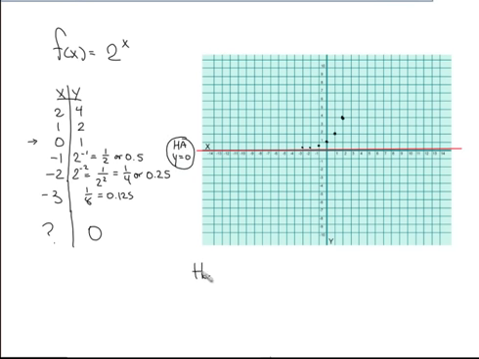So this is our horizontal asymptote. The asymptote is the line that the graph gets closer and closer and closer to forever, but never actually touches. And so what your graph ends up looking like is this. And it zooms up forever. And it gets closer and closer and closer to 0 going to the left, but it never quite touches.